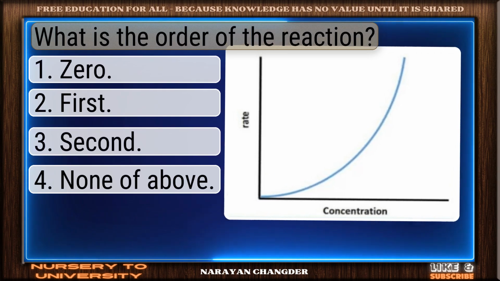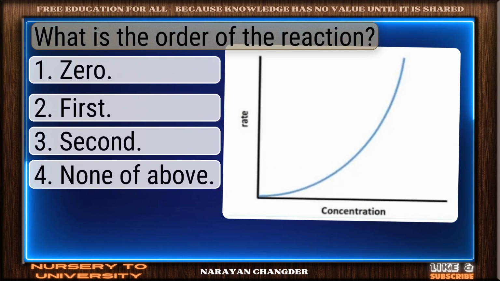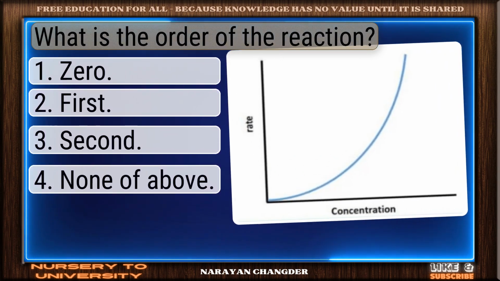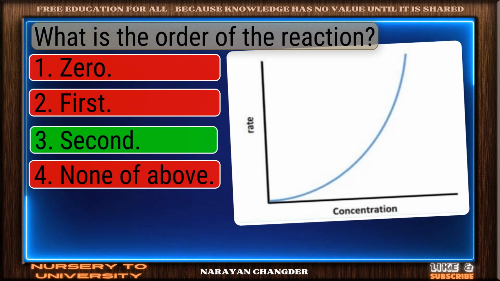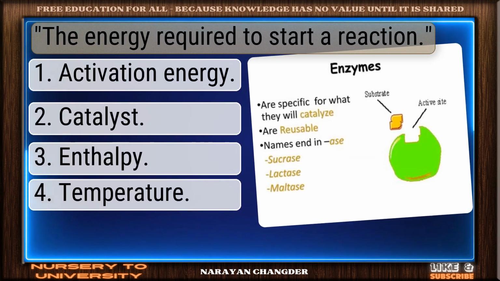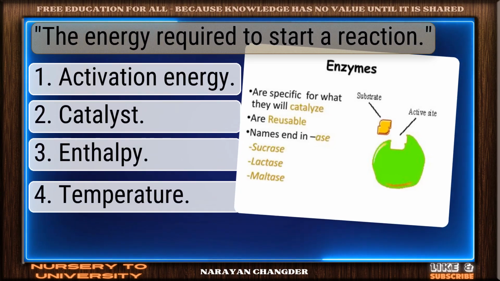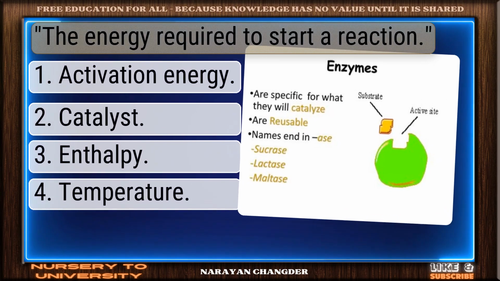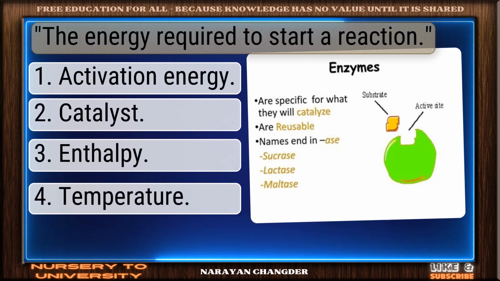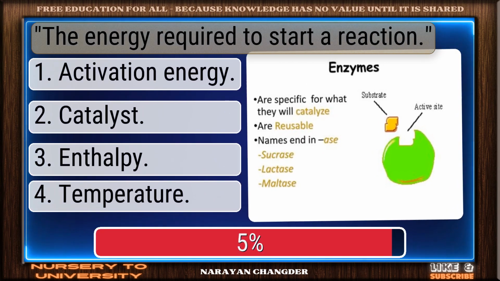What is the order of the reaction? Option 1, zero. Option 2, first. Option 3, second. Option 4, none of above. On track, second. The energy required to start a reaction. Option 1, activation energy. Option 2, catalyst. Option 3, enthalpy. Option 4, temperature.